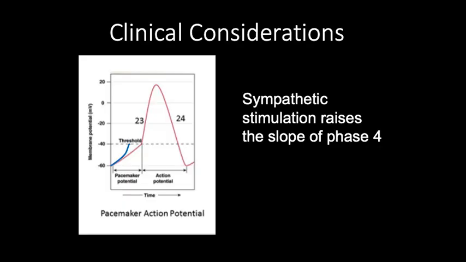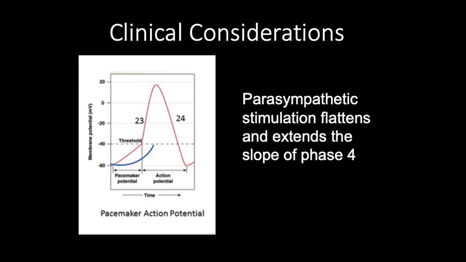Some clinical considerations about all of this action potential information. Catecholamine administration, or sympathetic stimulation of any kind, raises the slope of phase 4. Depolarization occurs more readily, and heart rates increase as a result. Parasympathetic activity, on the other hand, flattens and lengthens phase 4, decreasing the firing rates of the pacemaker cells, which is why vagal maneuvers will slow someone's rate.